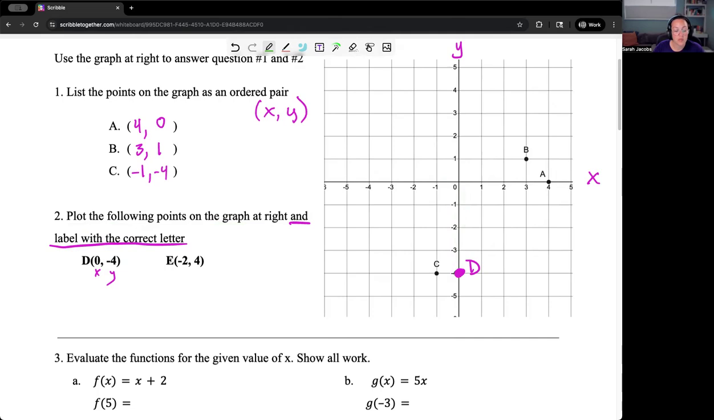Now I'm going to do the same thing with E. I'll label my x and y. Again, you don't have to label your coordinates, but it's not a terrible plan.